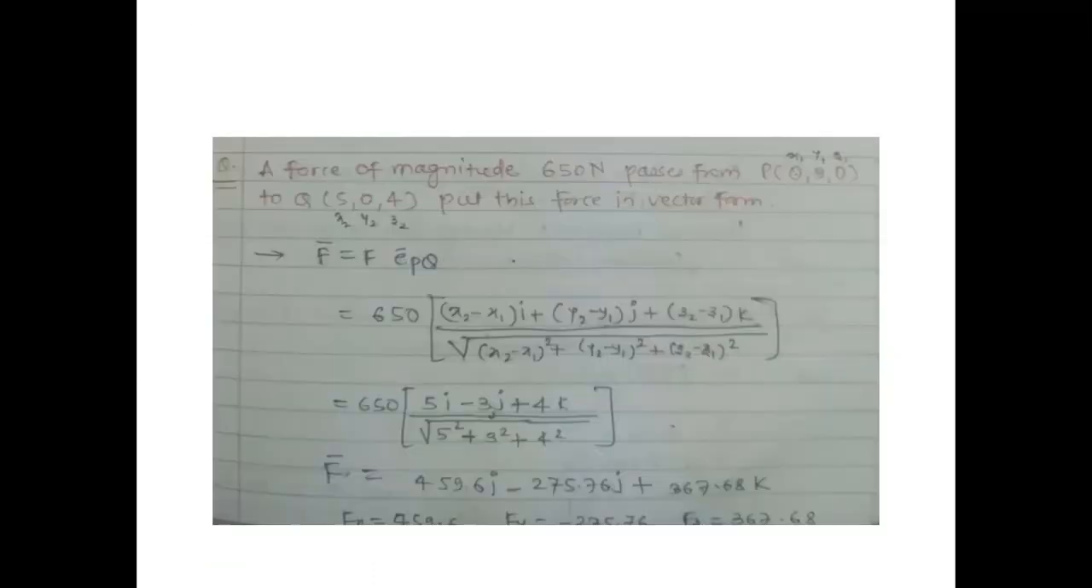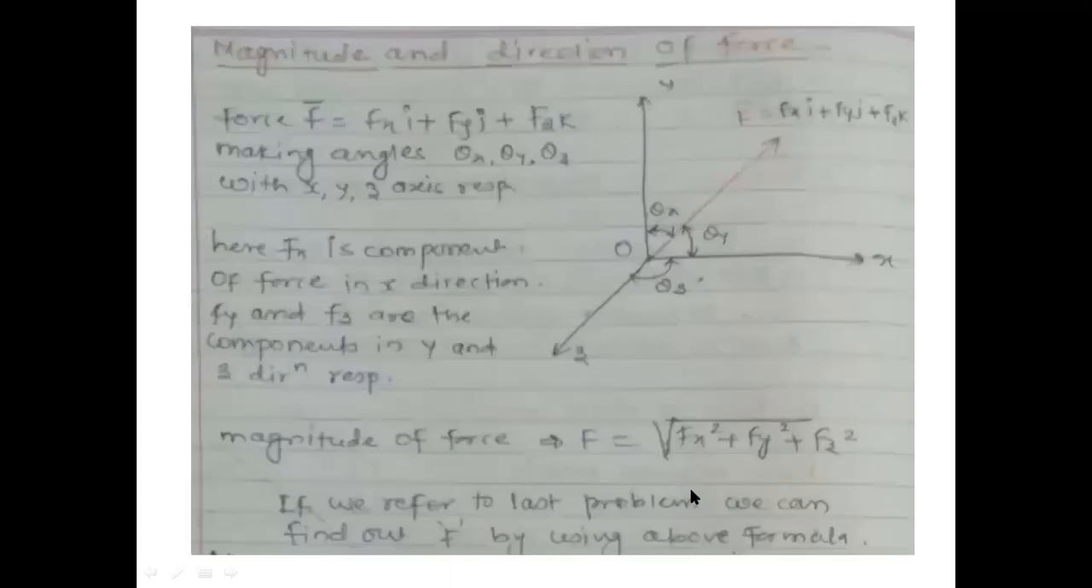That was the question being asked. They want it put in vector form, so find out fx, fy and fz, then the magnitude and direction of the force. How are we going to work out the magnitude and direction of force? Force F is Fx i plus Fy j plus Fz k. It is denoted like this. Inclination with the x-axis is theta x, very sorry, and this is theta y, and this is theta z.